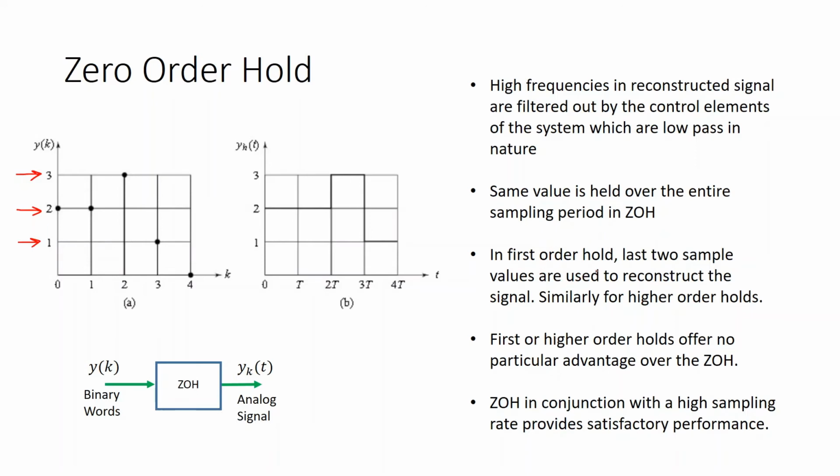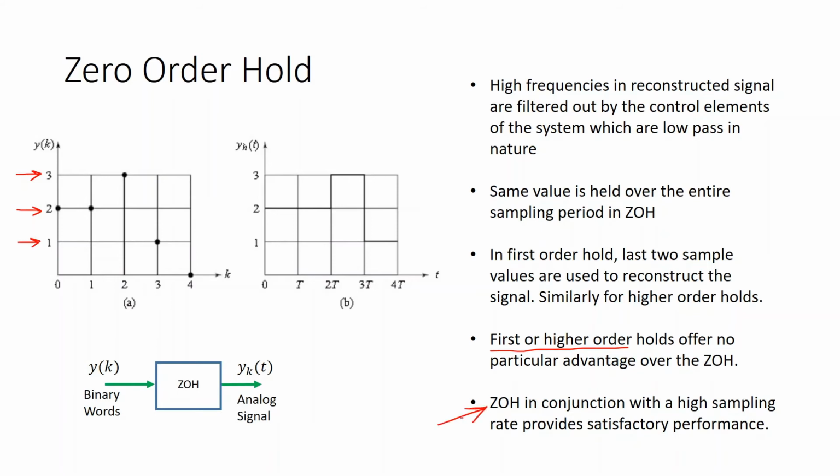Then in first order hold, the last two sample values are used to reconstruct the signal. Similarly, for higher order holds, several previous samples are used to reconstruct the signal. How exactly they are used, what the exact formula is, we don't need to know for the purpose of this course, because zero order holds are the ones which are basically used. Why? Because first and higher order holds offer no particular advantage over ZOH.